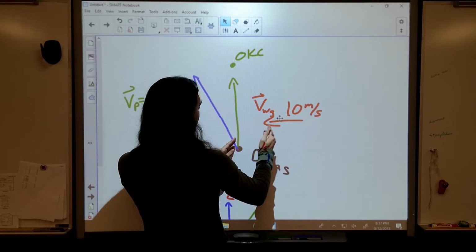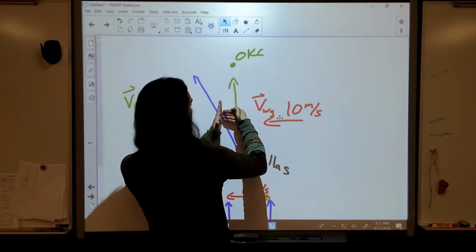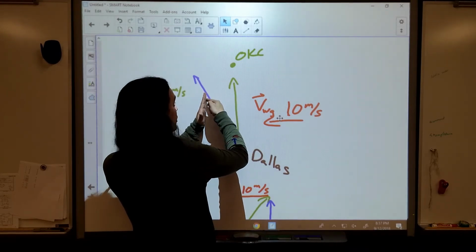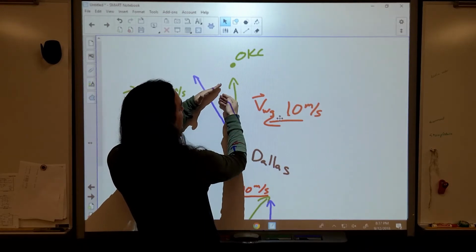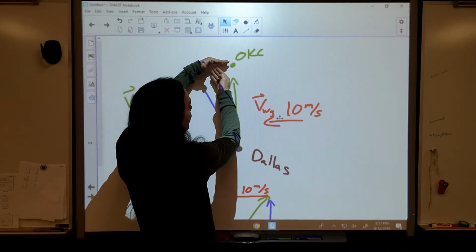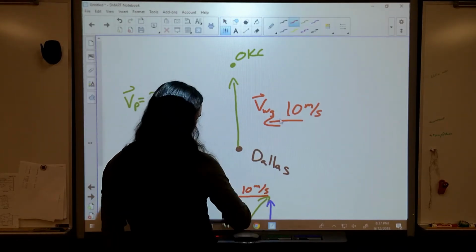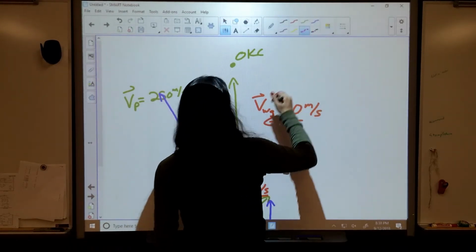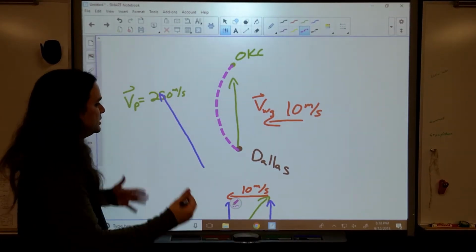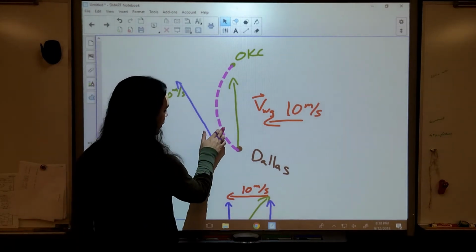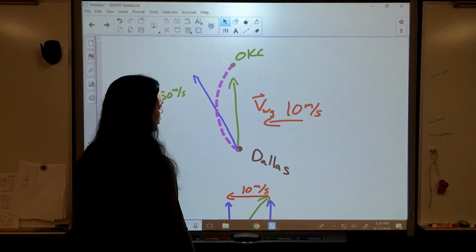If you just aim at OKC and try to go straight towards it, the wind is going to blow you off course. And at some point, you're no longer looking at OKC, so you're going to have to go, well, I'll just keep looking at OKC, but the wind is still blowing you off course. What you'll end up with, under the best circumstance, is a path that looks a little something like this. That's still not ideal. It's especially not ideal if you go way out here and then try and correct and go over there. Not what you want to do.